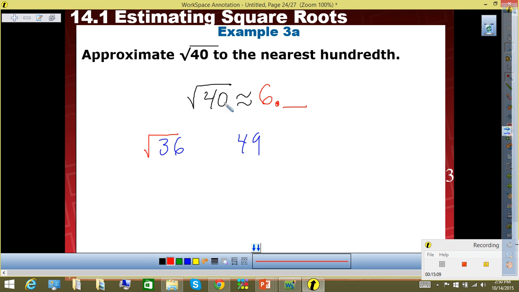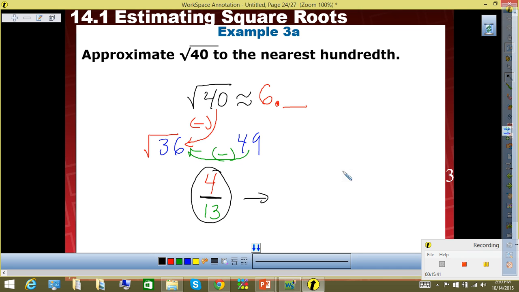I'm going to take the 40, and I'm going to subtract 36. What is 40 minus 36? 4. From there, I make a fraction. Now, I'm going to take the other number, also subtract it from the 36. What is 49 minus 36? 13. Do we know how to make this into a decimal? Yes. That becomes 4 divided by 13.